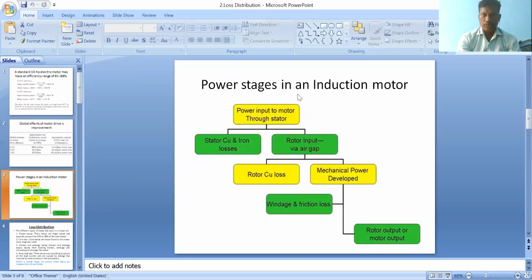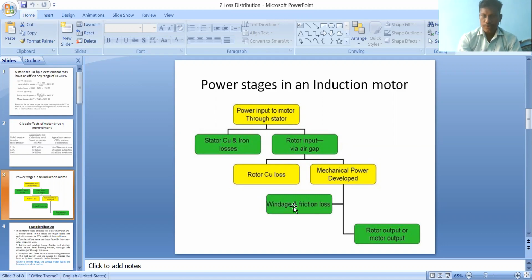Now, power stages in an induction motor. I think you already know this well from machines in our third year first semester, so here we discuss the same topic. Power stages in an induction motor: power input to the motor through the stator is first given as input to the motor. So it is considered stator copper and iron losses, then rotor input via the air gap. From the rotor copper loss, mechanical power is developed. So here we get mechanical losses, that is friction and windage losses.